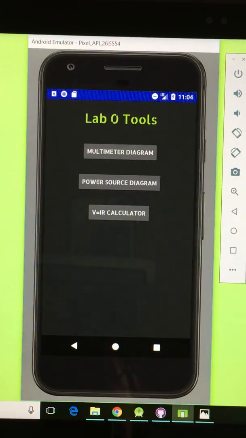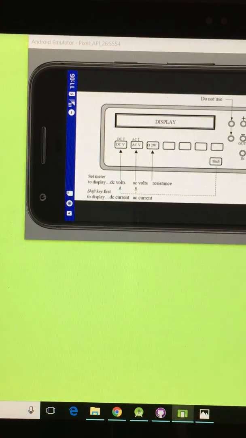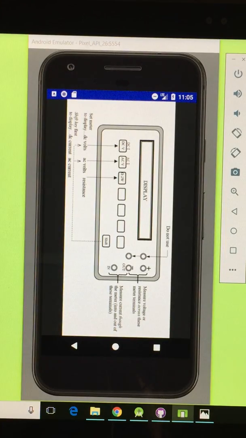You can click on the multimeter diagram, which presents a diagram with labels and hints as to how to use this equipment. All of these diagrams were either custom made for the app or provided by the lab course here at BU. And when you rotate the screen, the image doesn't rotate so that the picture is not distorted.